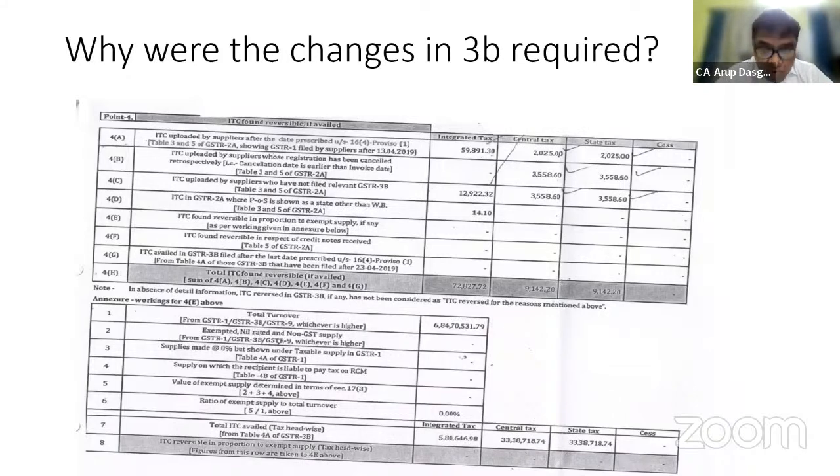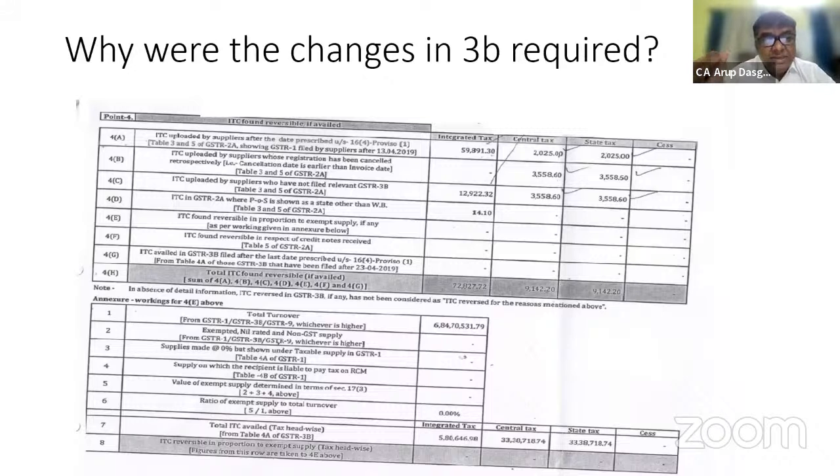ASMT 10, as you all know, is issued when a scrutiny of returns is taking place, and when the proper officer is scrutinizing the returns, amongst other things, output tax and all those things are there. One of the key areas is reviewing the 3B figures. So what are the 3B figures that are being reviewed by the department? That we need to take care of.